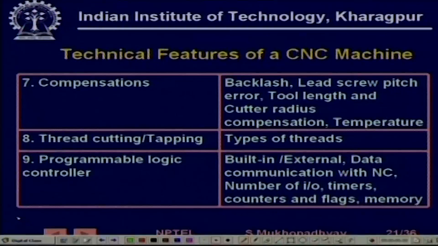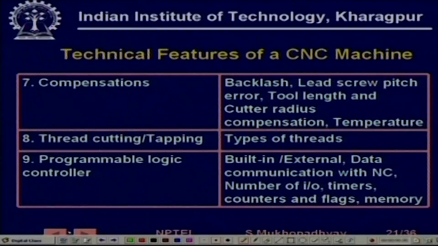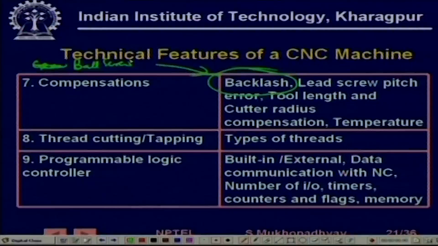Similarly, since accuracy is generally a very major issue, one has to really look at the various kinds of compensation facilities that are available in the machine, because they are typically used for achieving very high accuracy. For example, there can be backlash in the gear, or in the ball screw. It can also be in the shaft angle encoder.